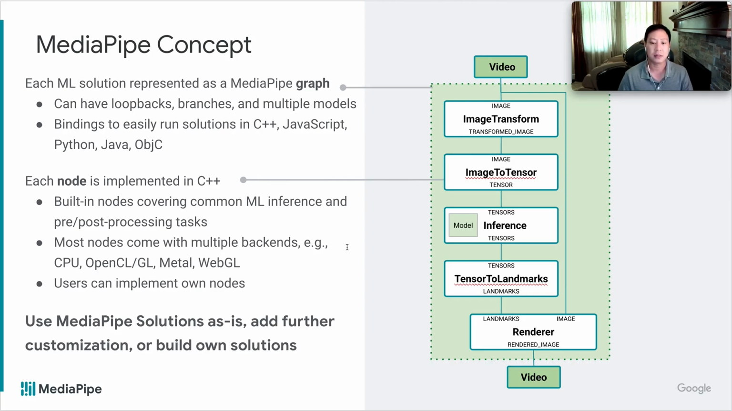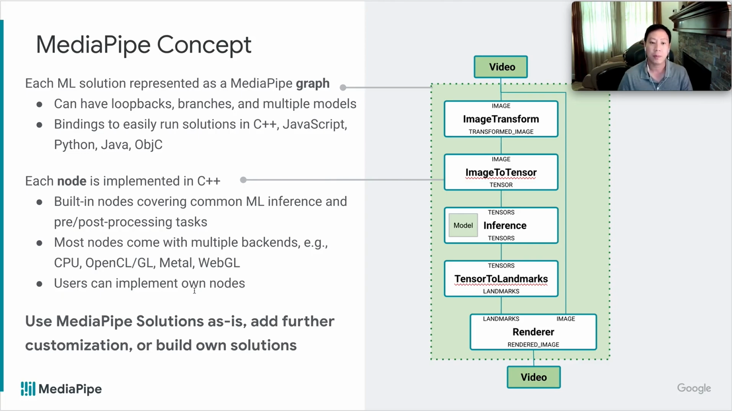This means there's typically a standard CPU backend implementation, but there are also other implementations that utilize hardware acceleration using, for instance, OpenGL, OpenCL, or Metal on iOS, or WebGL in browsers. And the best backend is selected by the framework depending on the target platform. Aside from the built-in nodes, users can of course implement and use their own nodes.